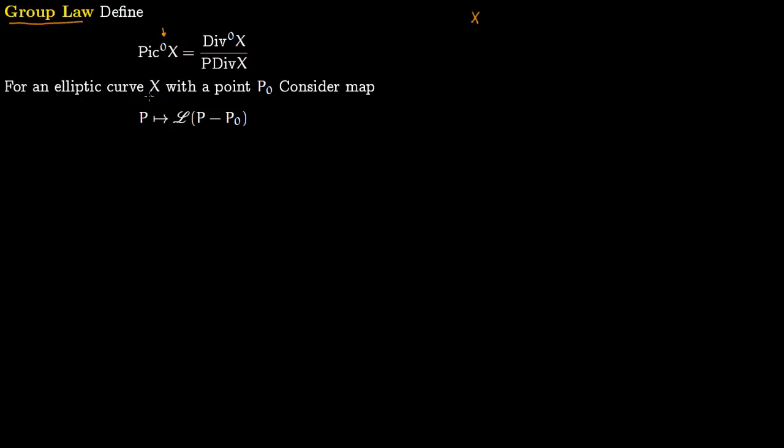So for an elliptic curve X, and you have a special point P0, you can call this origin. You can consider the following map. This P gets mapped to P minus P0. Notice that P minus P0 is a 0 divisor. So this is 1 P minus 1 P0. When you add 1 and minus 1, you get 0. So this is a 0 divisor. Notice that this does not lie in principal divisors for elliptic curve X.